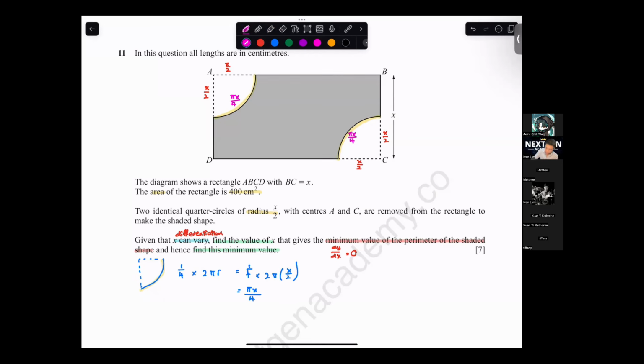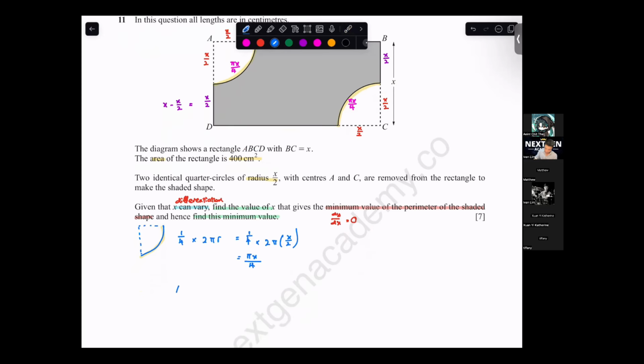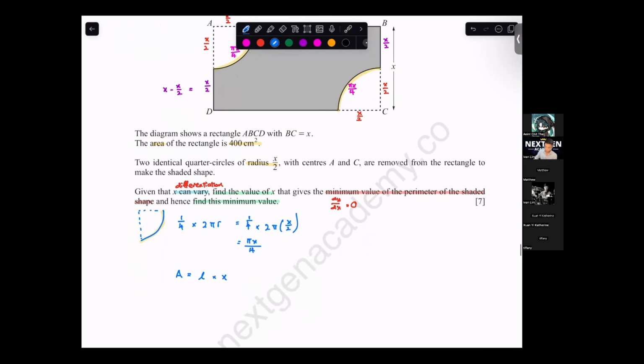Pi x over 4. Okay, this part here is also x over 2. Why? Because x minus x over 2. So this is x over 2, here also x over 2. Okay, what about this part here? They give us area is equal to 400. So the area of the entire thing will be length multiplied by the x value, which is 400 equals length times x. Length will be equal to 400 over x.